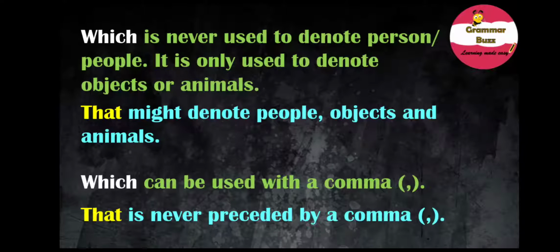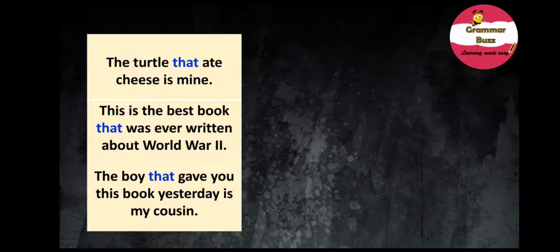Now let us look at a few examples. Here are a few sentences using the relative pronoun that. The turtle that ate cheese is mine. That in this sentence refers to the turtle. This is the best book that was ever written about World War II. That refers to the book. The boy that gave you this book yesterday is my cousin. In this sentence, that refers to the boy. So all these sentences are correct because that can refer to an animal, object and a person.